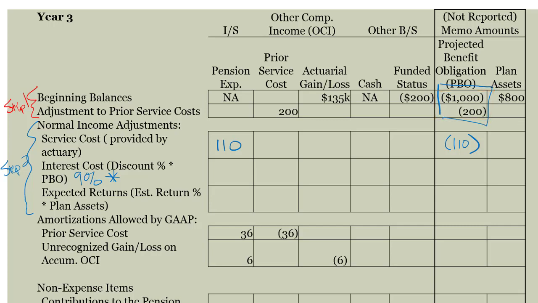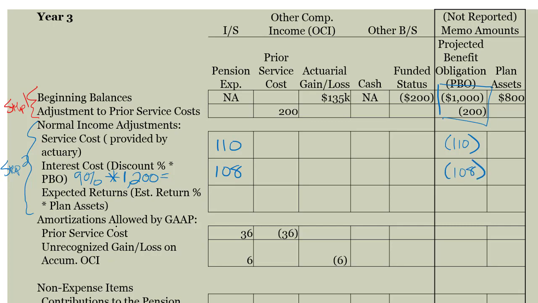when we calculate the interest cost, because when our actuary came up with the value of the prior service cost adjustment, he or she would have adjusted for time value of money. So starting immediately, I've got to start unwinding that discount. So instead of using just the 1,000, I'm going to use the 1,200. And that's going to give me 108,000, increases the expense and increases my obligation.